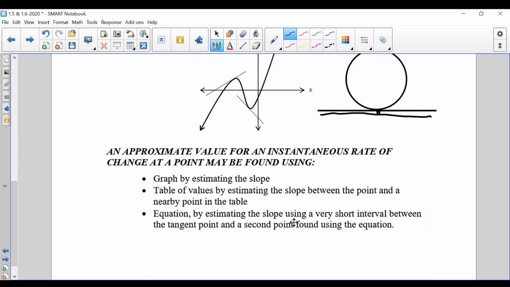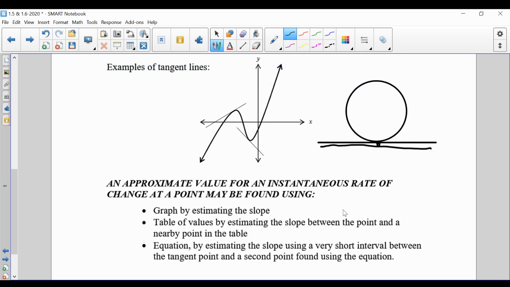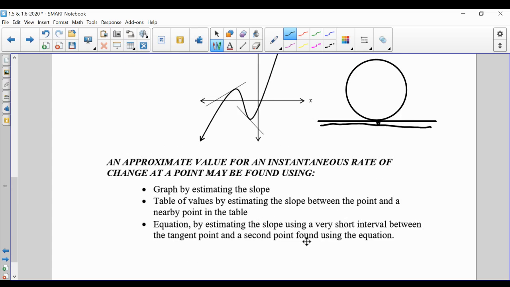Okay? So there are a few ways that we're going to get this instantaneous rate of change at a particular point. One of them is by looking at a graph and trying to draw that tangent line on the graph. We're going to be doing that in a few minutes. Another one is to look at a table of values and take values that are very close to the point that you're trying to figure out what the slope is. And the third one is by using the equation, if you have the equation, and estimating the slope using a very short interval between the tangent point and the second point found using the equation.